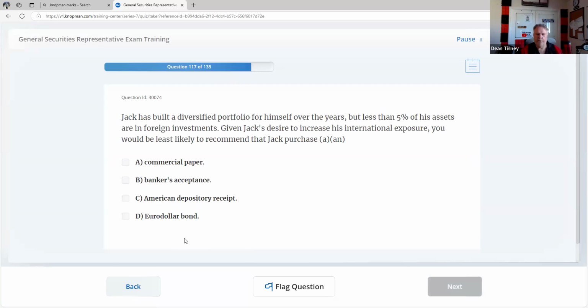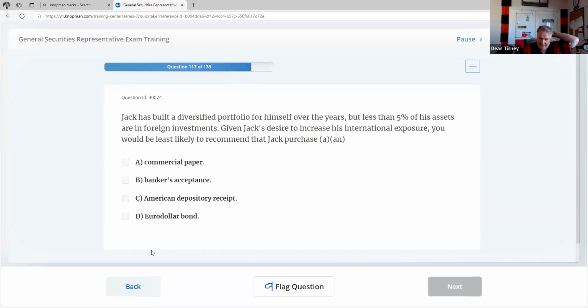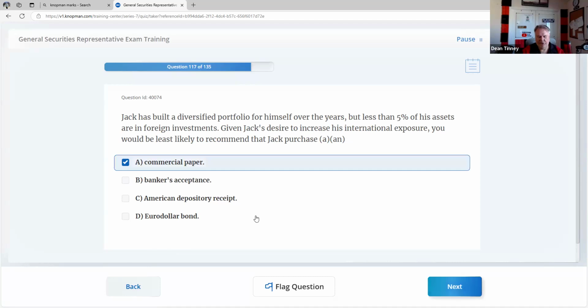Jack has built a diversified portfolio for himself over the years, but less than 5% are foreign investments. Given Jack's desire to increase his international exposure, you would be least likely to recommend Jack purchase... Well, you want him to purchase a Eurodollar. So one of these things doesn't provide him international exposure. Is that the commercial paper? I think it's a terrible question, but that's going to be the answer. I'm not quite sure why they would ask this question this way.